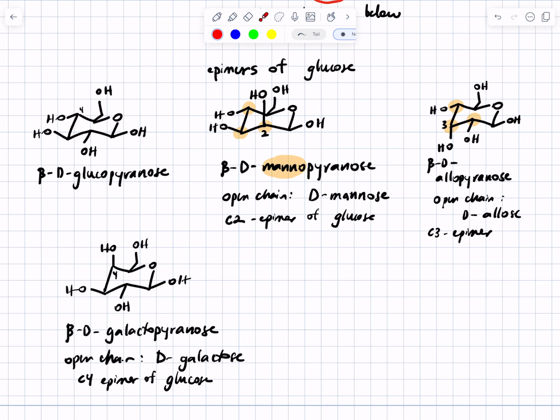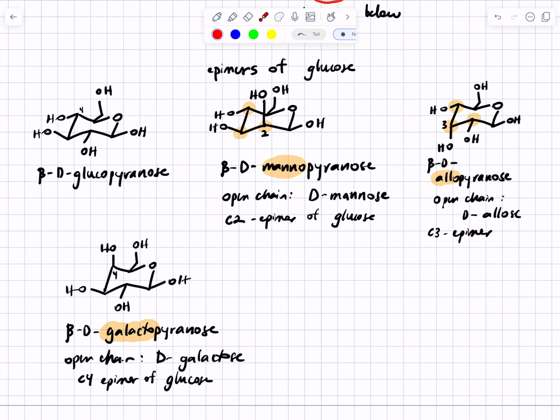Gotcha. And then for allo, is it the C3 epimer? That's right. You must have this exact configuration at 2, 3, and 4 to be allose, but it's only different from glucose at 3. Same thing with galactose, only different from glucose at 4. That's why it's most convenient to memorize glucose and then just remember that mannose is the C2 epimer, allose is the C3 epimer, and galactose is the C4 epimer.